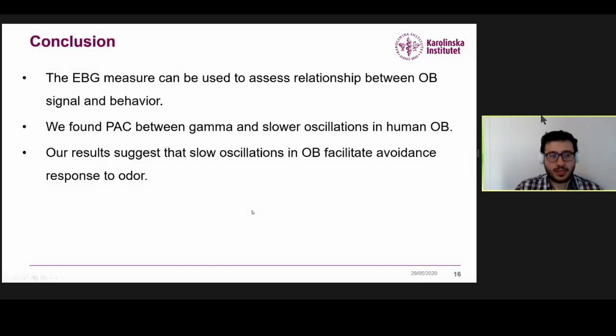In conclusion, the EBG measure can be used to assess the relationship between the olfactory bulb signal and behavior. We also found that phase amplitude coupling appears between gamma and slower oscillations in the human olfactory bulb. Therefore, our results suggest that slow oscillations in the olfactory bulb facilitate avoidance response to odors.